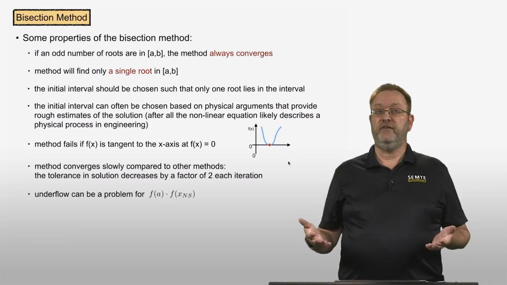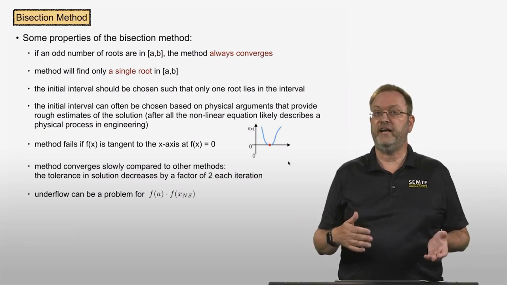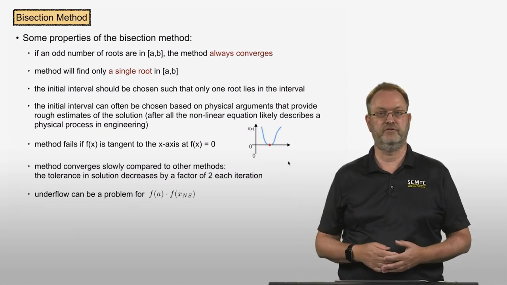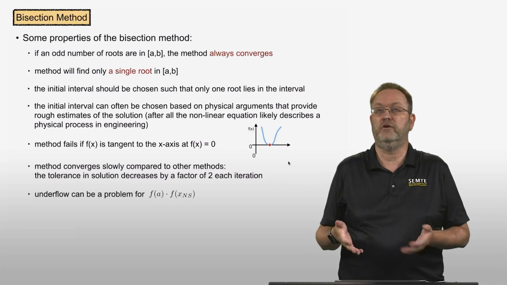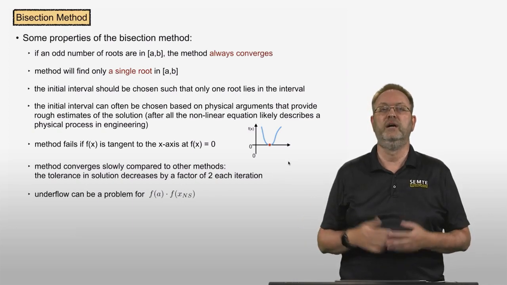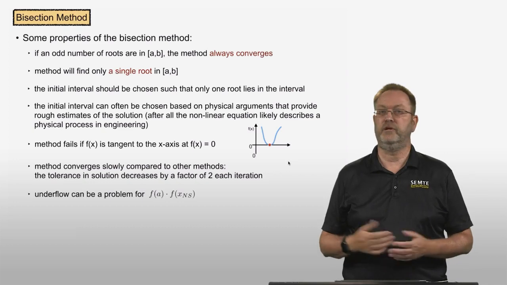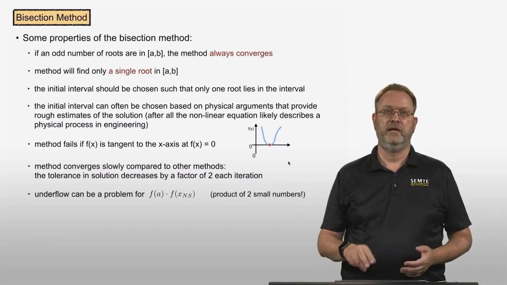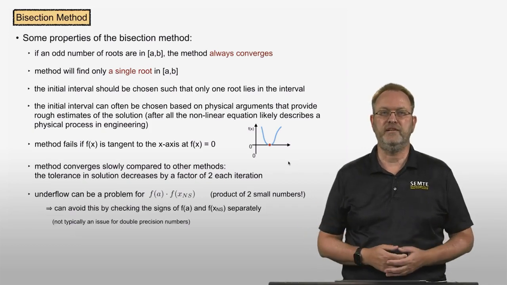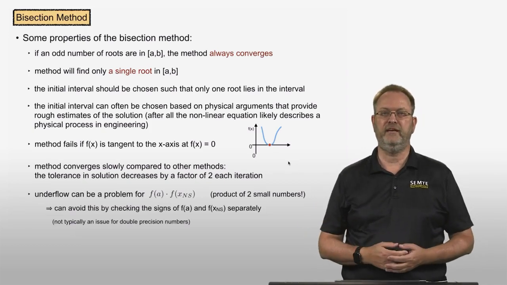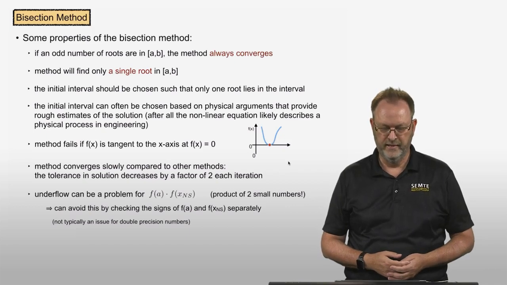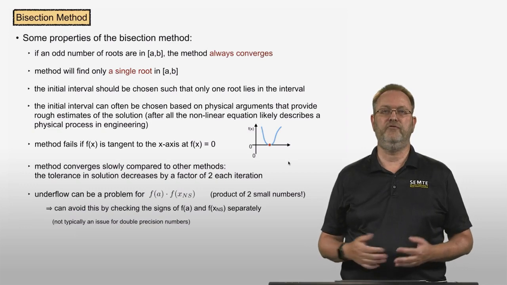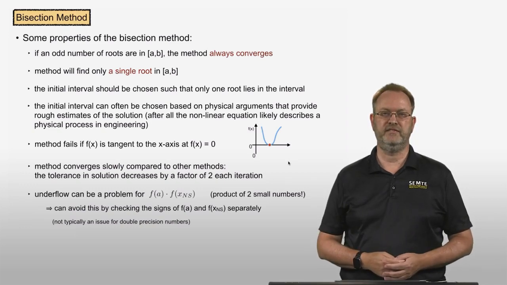Now, because we're checking the sign of the product of two numbers, f of a and f of x numerical solution, which are supposed to be small because at the true solution that value is 0, underflow can become a problem because we're taking the product of two small numbers. One could theoretically avoid this by checking the sign of f of a and f of the numerical solution separately. But for engineering applications, that's typically not an issue if we're using double precision numbers, as is the default for MATLAB.